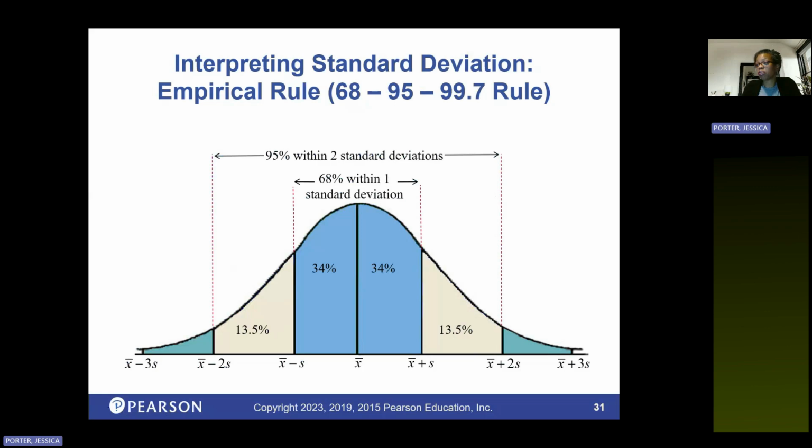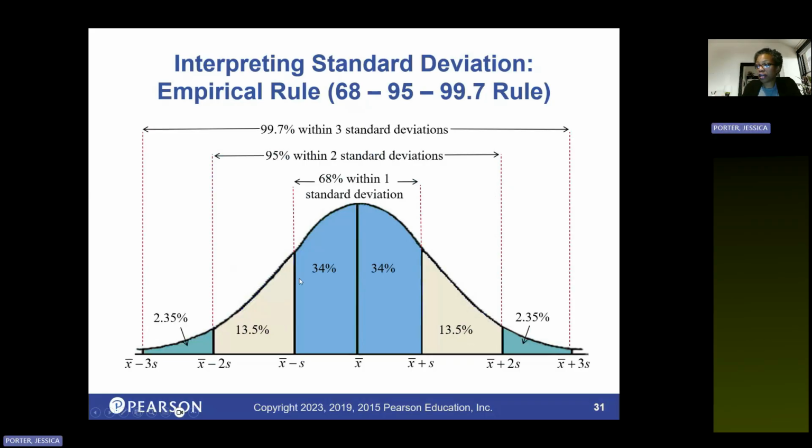Within 2 standard deviations of the mean is 95% of your data. So if you think to yourself, I have 100 data points, 95 of them are going to be within 2 standard deviations of the mean. And within 3 standard deviations of the mean, it's 99.7% of your data. So that's a lot. So what we say is a point is unusual if it's more than 2 standard deviations from the mean.